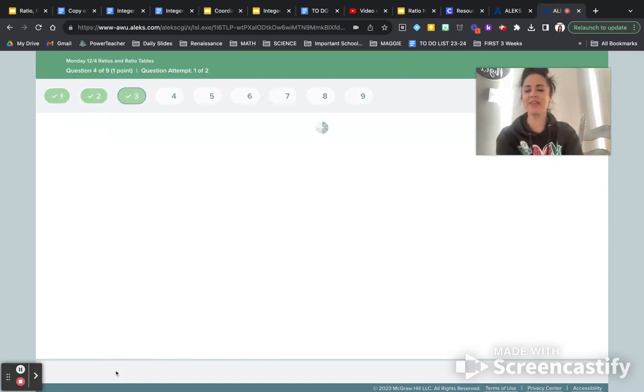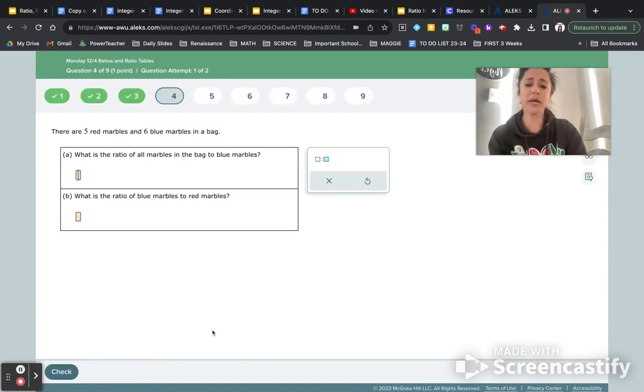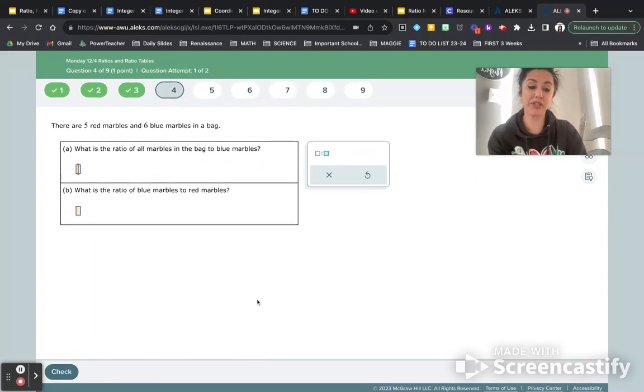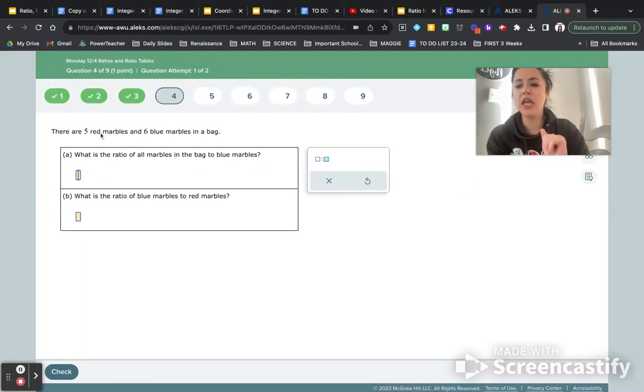Here we go. Okay, so just checking. I'm trying to move my cursor. There's nothing hidden down below. Okay, so there are 5 red marbles and 6 blue marbles. So automatically in my brain, I am trained to know 5 red marbles, 6 blue marbles. So I'm trying to assume how many marbles are there total in the bag. There are going to be 11 total marbles.